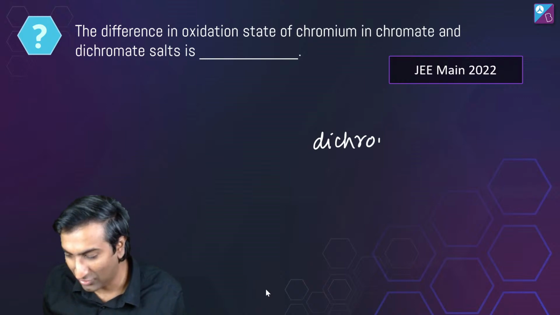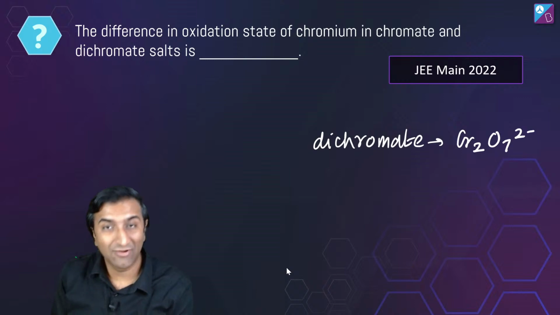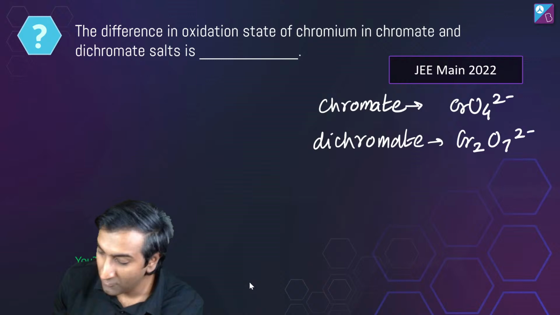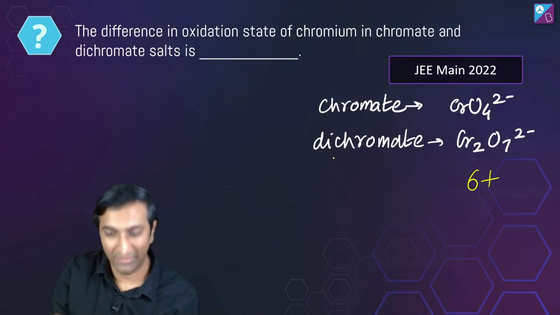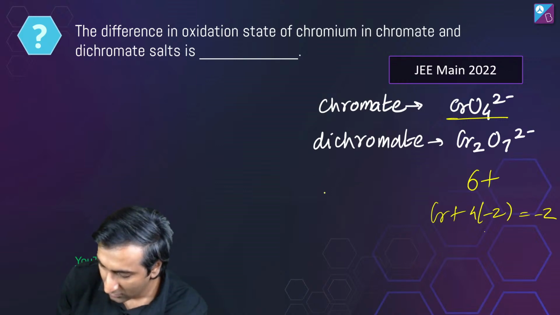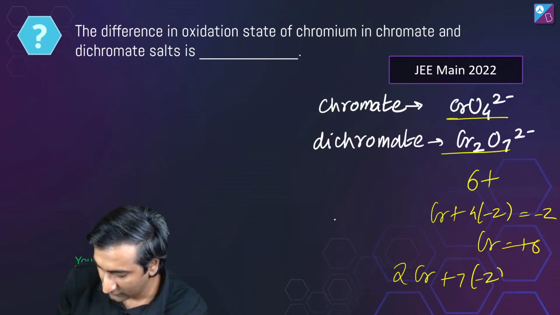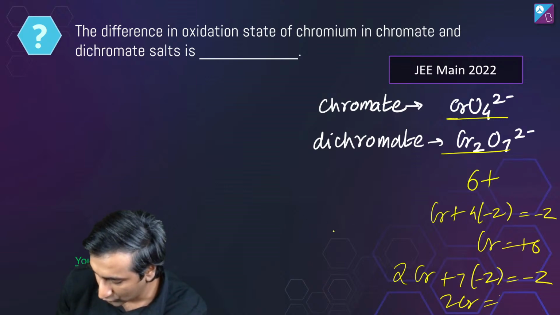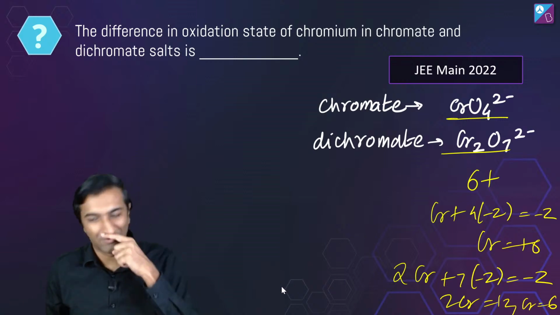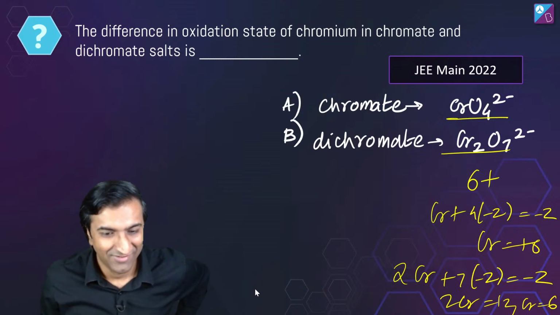Anyway, both may be 6 or 0. Absolutely, man. That's all there is. Dichromate. बंद हो जा भाई टाइमर. तेरा पर्पस खत्म. Dichromate is Cr2O7 2-, right? Chromate is CrO4 2-. यार दोनों में ऑक्सीडेशन स्टेट is 6. No doubt, right? यहाँ पे तो क्लियर है यार. Cr plus 4 into minus 2 is equal to minus 2. मतलब Cr equal to plus 6. इसमें भी वही है. 2Cr plus 7 into minus 2 is equal to minus 2. 2Cr is equal to 12. Cr equal to 6. यहाँ पे Cr6. दोनों जगह chromium 6 पे है. Difference is going to be 0. तनु नहीं यार.